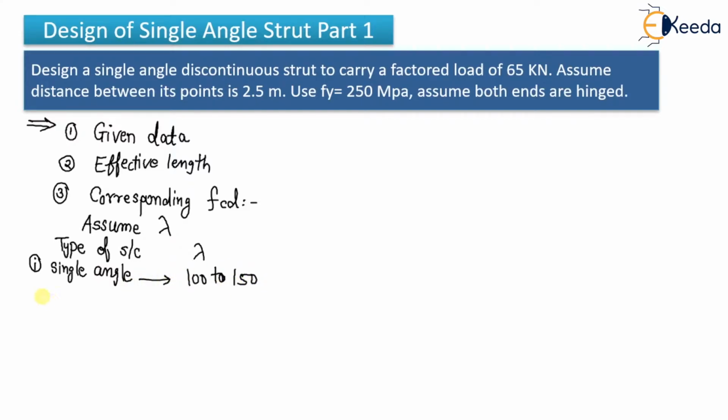That's it. Then if the type of section is double angle, what should be the value of lambda that you should assume? It should be in between 80 to 120.